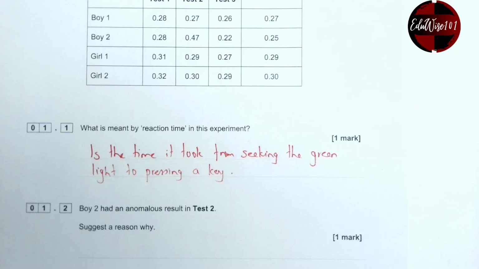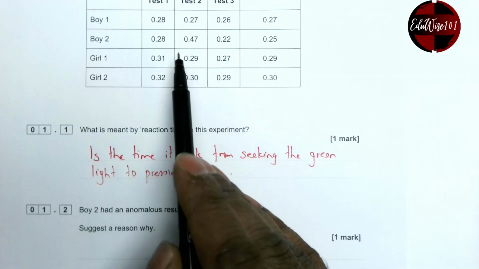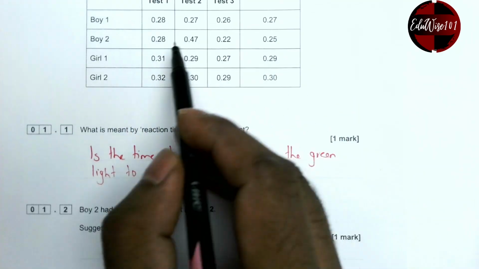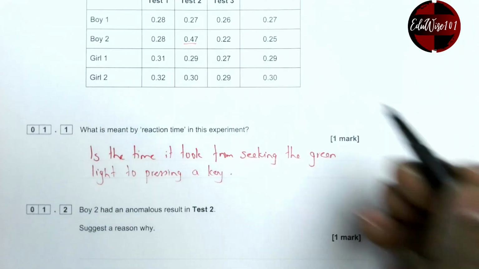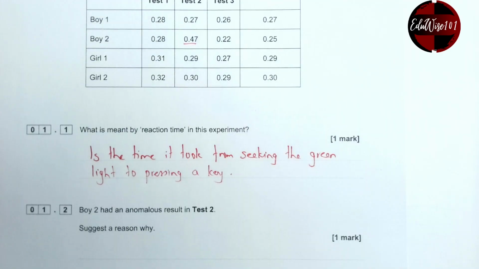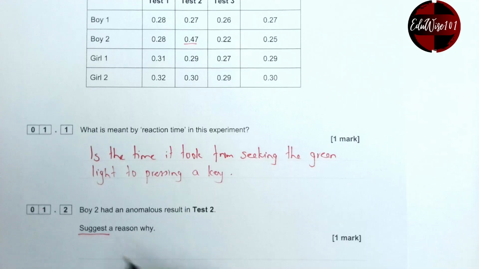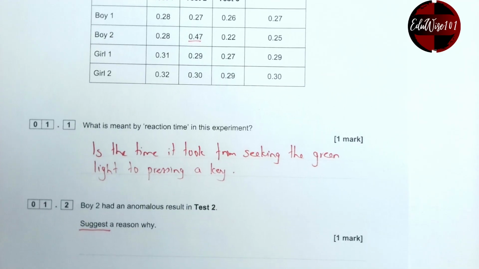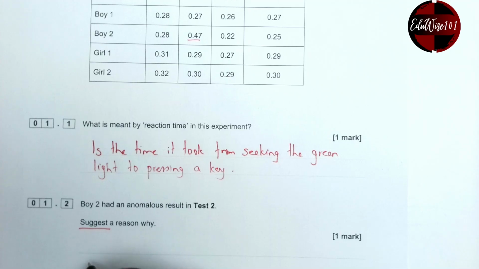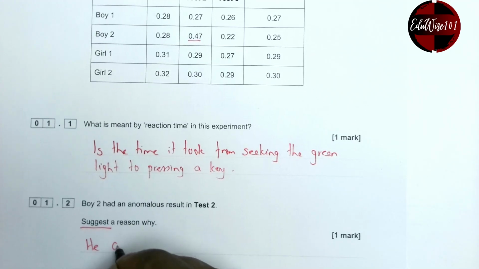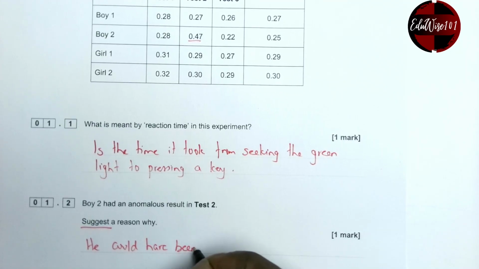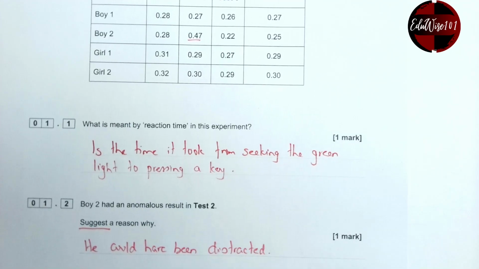Question 1.2. Boy 2 had an anomalous result in test 2. Suggest a reason why. So when you look at boy 2, test 2, this appears to be the anomaly, which is 0.47. Suggest a reason why. So you're giving a possible reason, right? He could have been distracted.